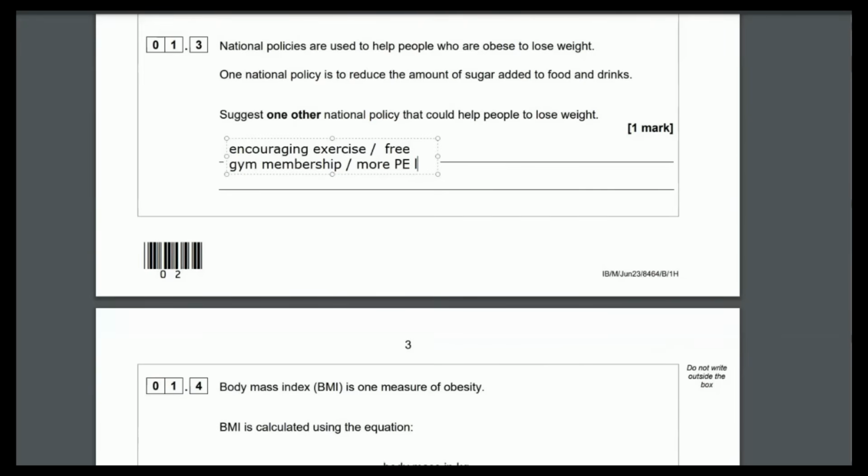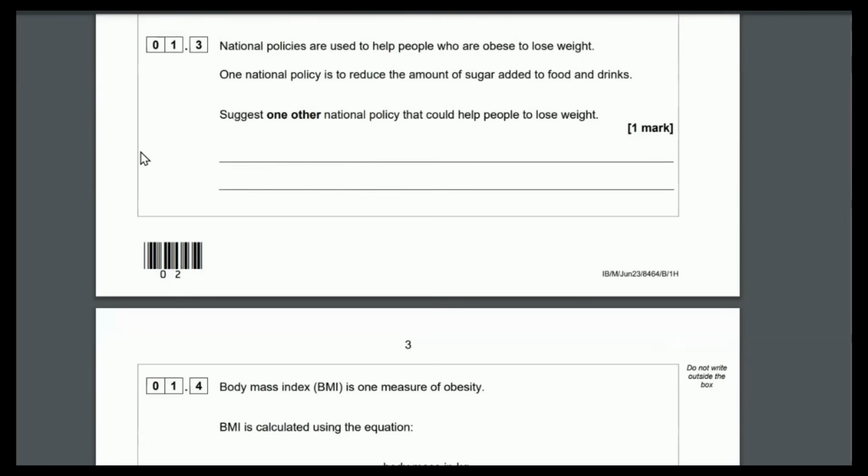So there's all sorts of things they could do to encourage people to lose weight, and any sensible suggestion will score you the mark here. So there's hundreds of possible answers there. More PE lessons for kids in school, diet plans given out by the GP to people who are obese or overweight. They probably do that now anyway. All right, let's move on to 1.4.